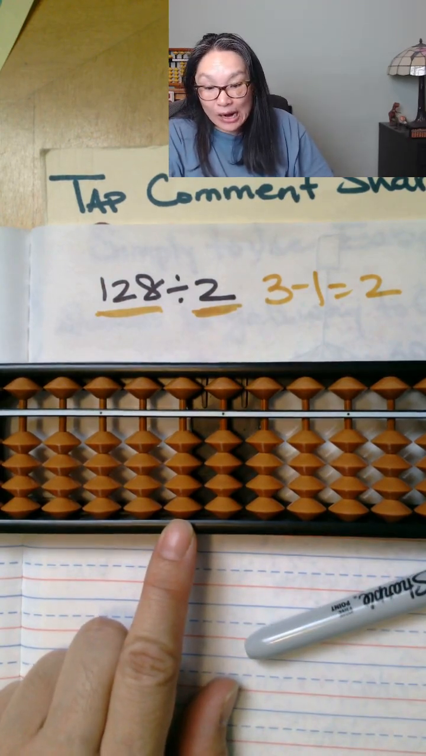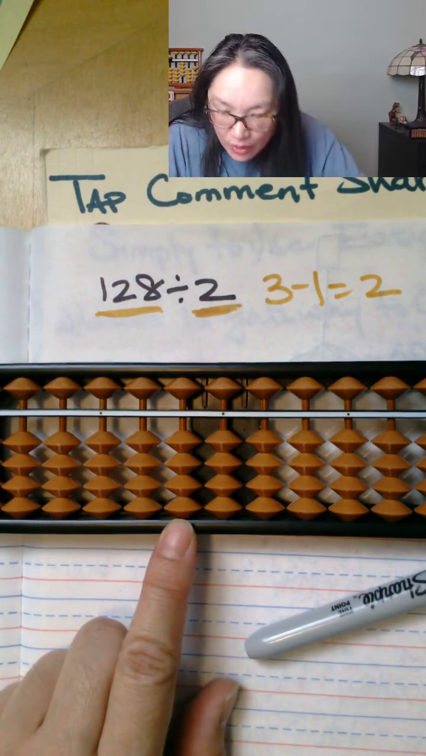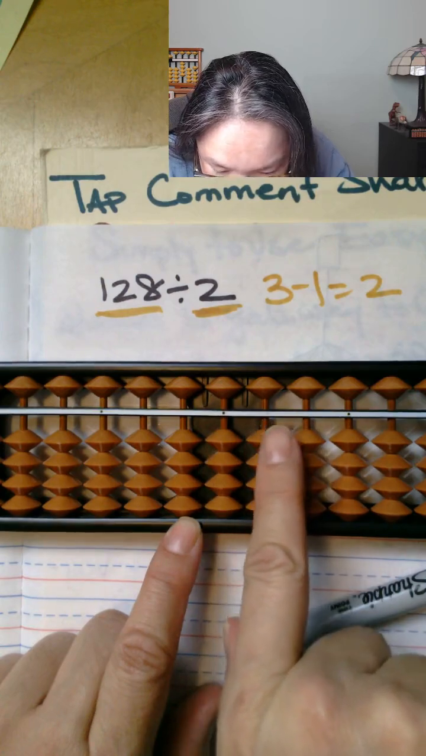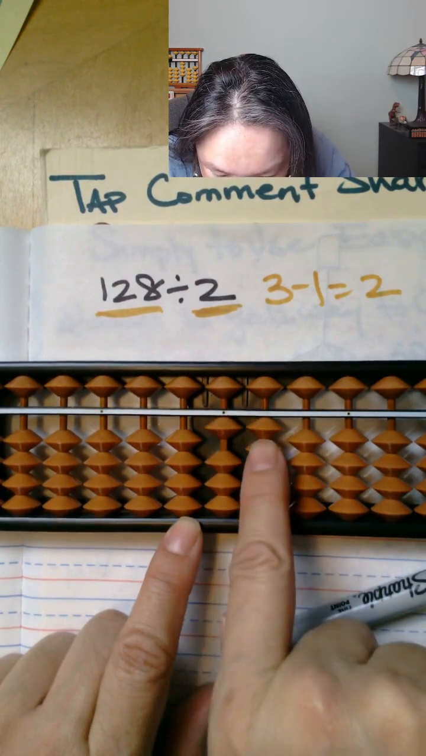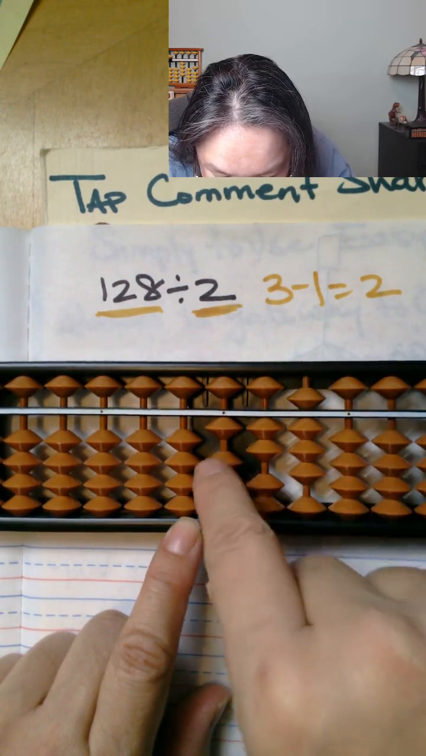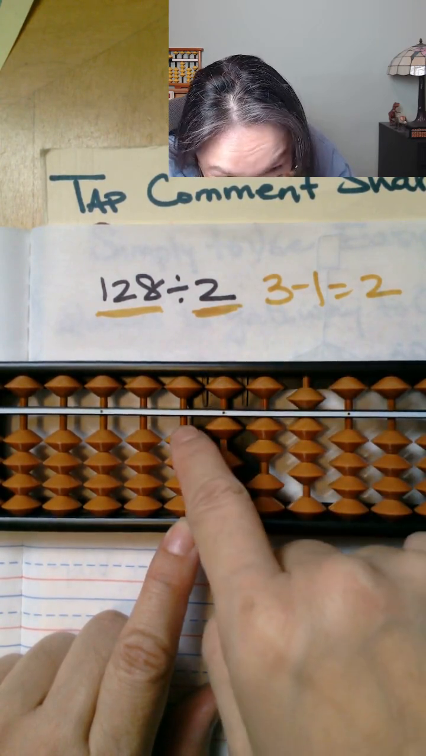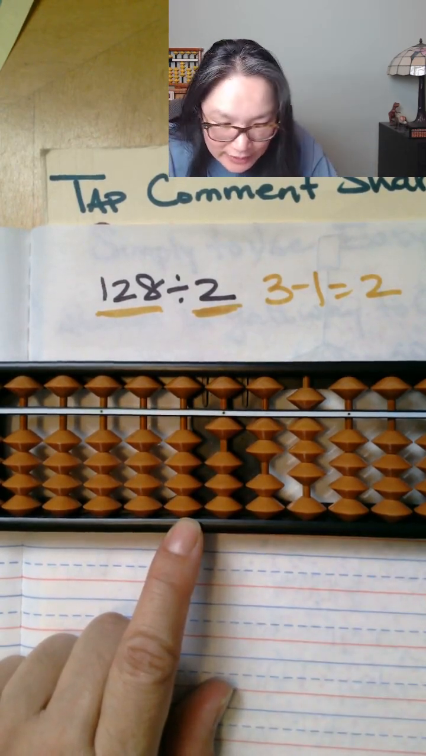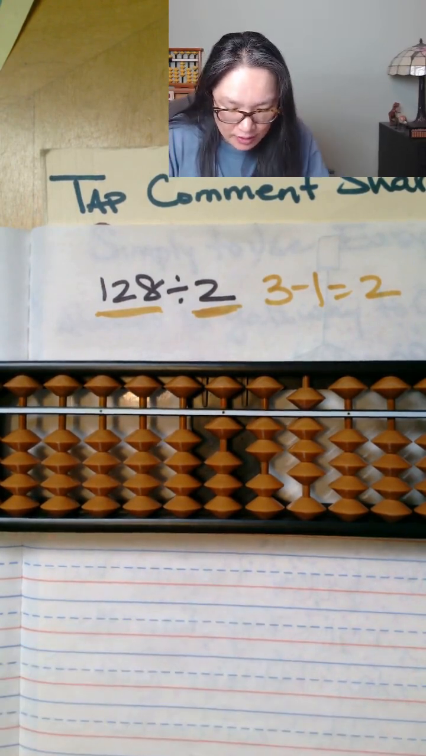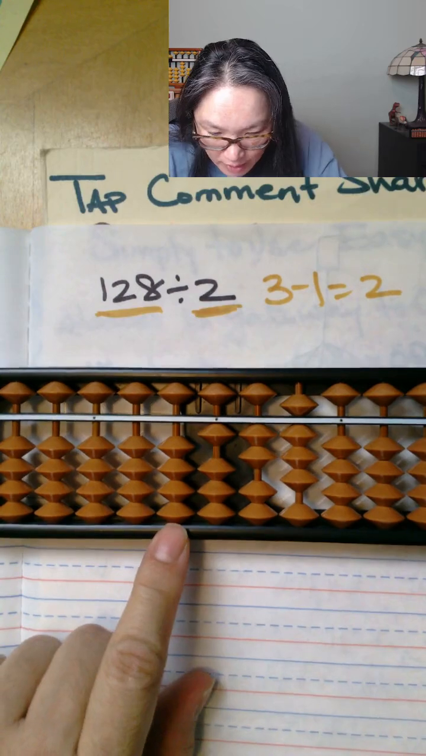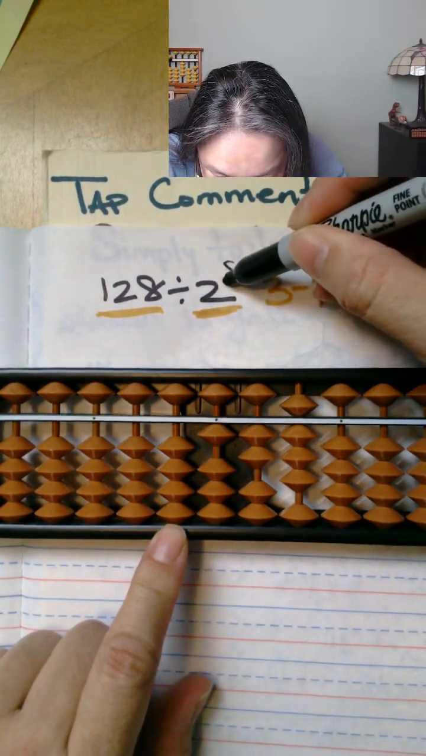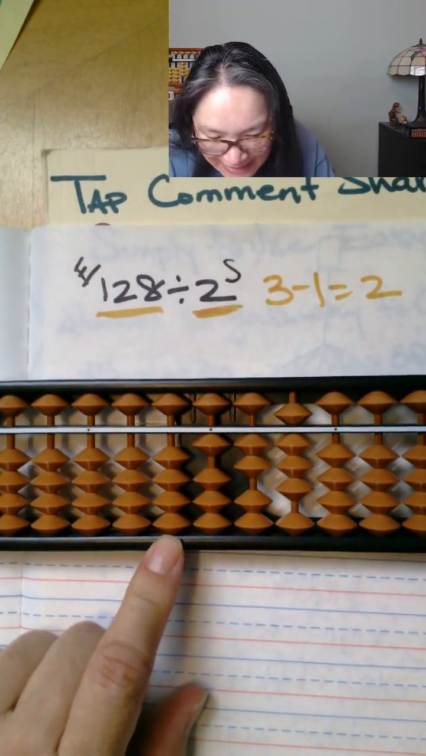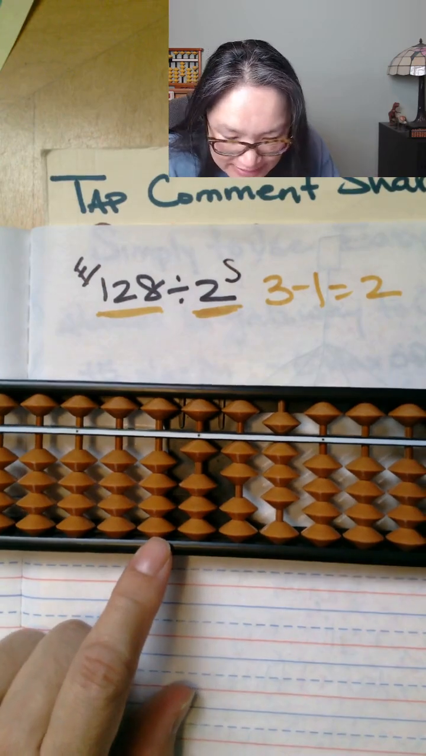Now what? Now we've got to put our dividends onto the abacus. So we have 1, 2, 8. Okay, so we put that there, right? So what are we going to do? I am going to label because I am not going to remember what I'm talking about. So here is my divisor, and this is my dividend. So S is divisor, and dividend is an E.